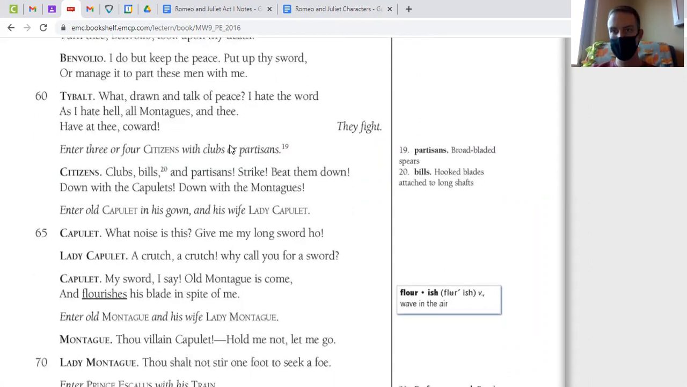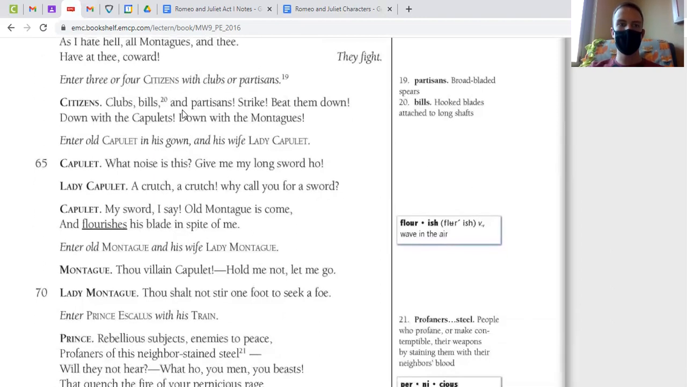Then citizens come in. All right, this is taking place on a street out in the open. Citizens come in. They're either on Montague's side or Capulet's side, and then they start fighting with clubs. You guys know what a club is. And then partisans, which it says is a broad-bladed spear. All right, so citizens are all yelling down with the Capulets, down with the Montagues, depending on which side you're going to be on. General chaos.